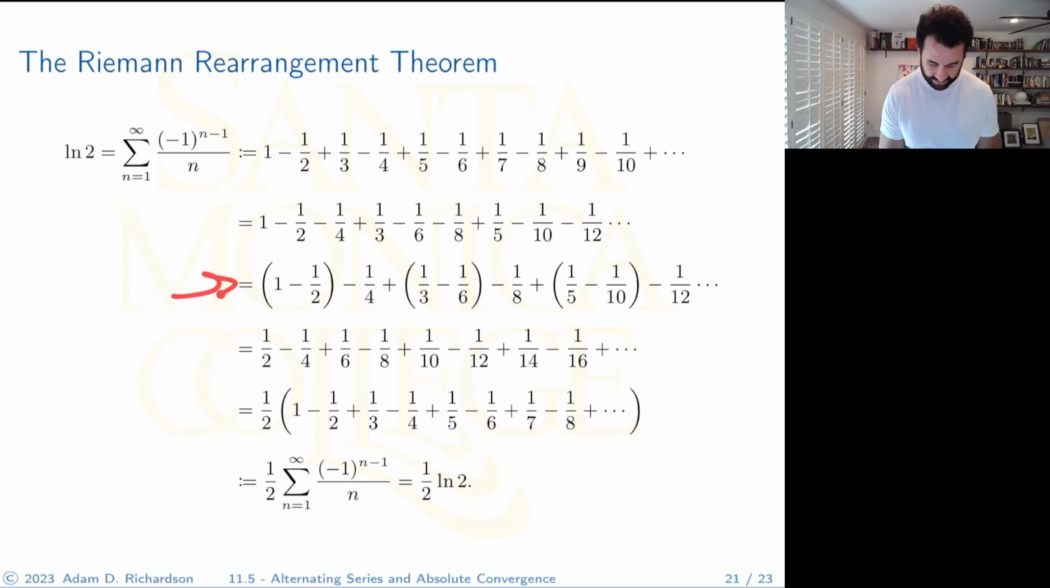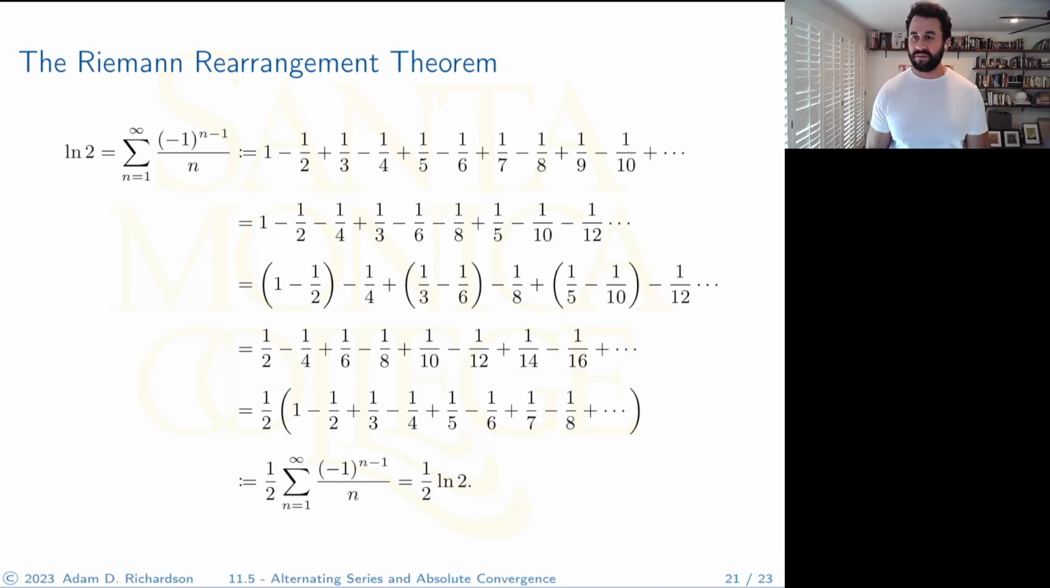And I kind of emphasize that right here in this step. So now we're going to emphasize 1 minus 1/2, which is a half. 1/3 minus 1/6, which is 1/6. 1/5 minus 1/10, which is 1/10, and so on and so on. And when you do that, what you get is this series.